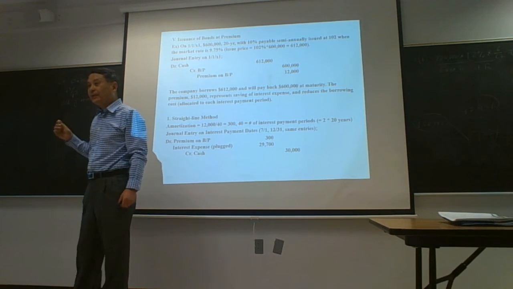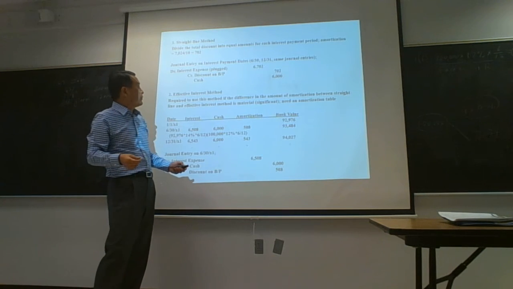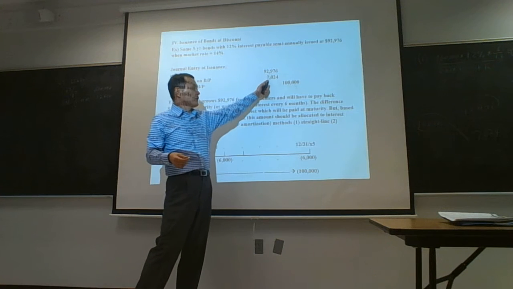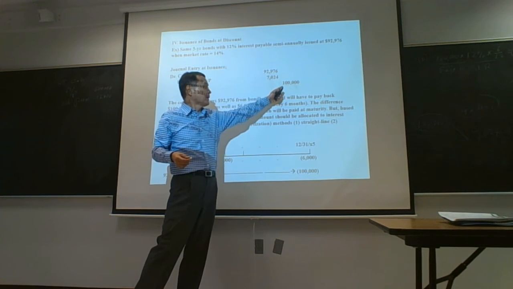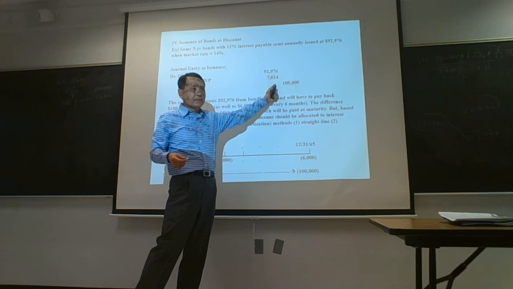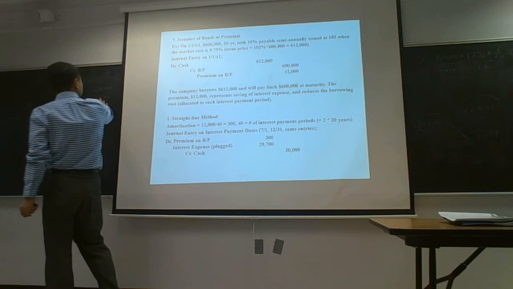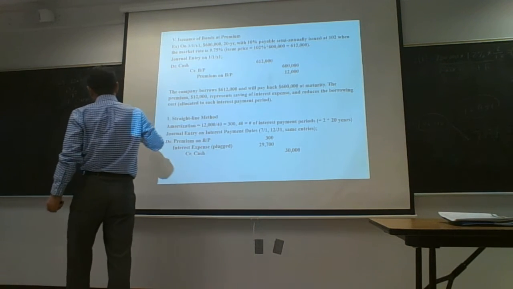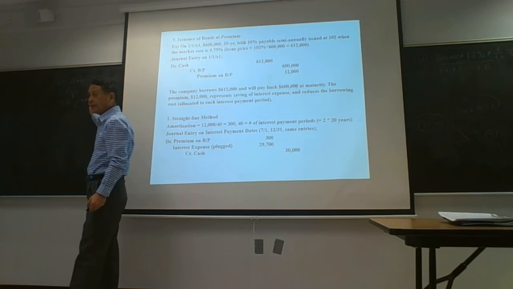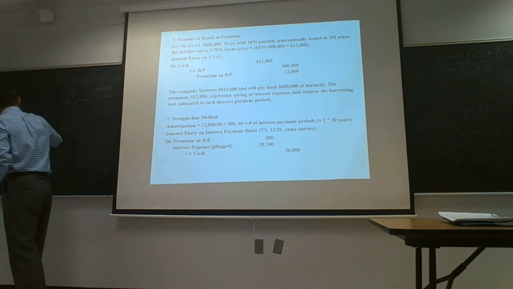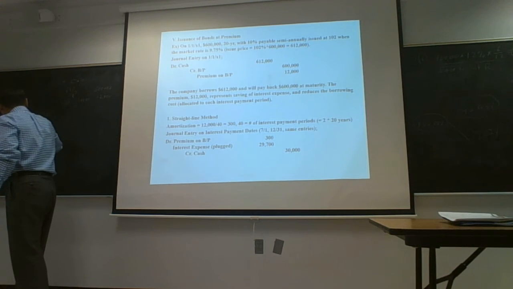Okay, discount is subtracted, as we saw over here. Discount of $7,024 is subtracted from the face value as a contra account. But the $12,000 premium is added to bonds payable. So this premium is called an adjunct account. Adjunct means addition.